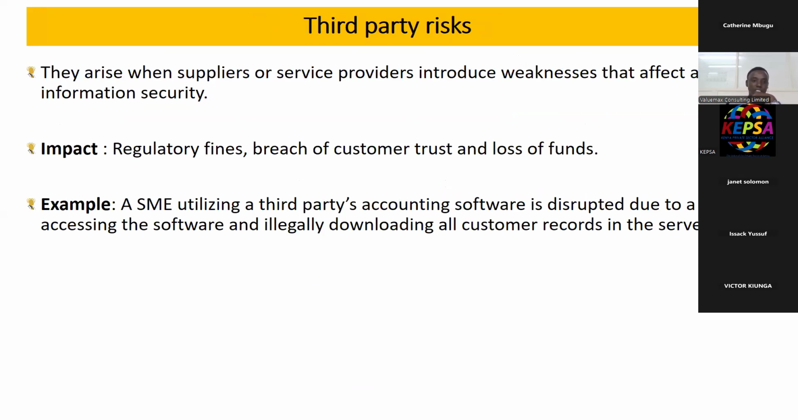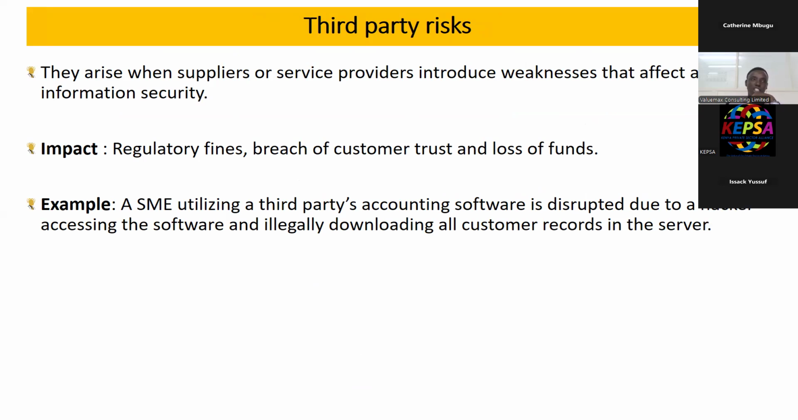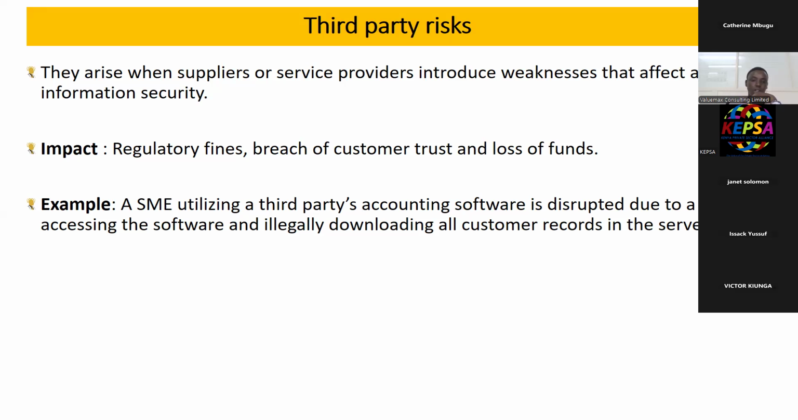Then there's also the third party risks. These occur when your suppliers or service providers, let's say you are using Microsoft Excel or Google, have information security issues. Or let's say you have bought an accounting software from a third party, and it is accessed by an illegal person. This can be very frustrating, especially for an SME. If you're utilizing this accounting software for your operations, it can be very, very frustrating for you. So even when you are dealing with suppliers, you have to be very, very careful that they don't introduce information security risks.